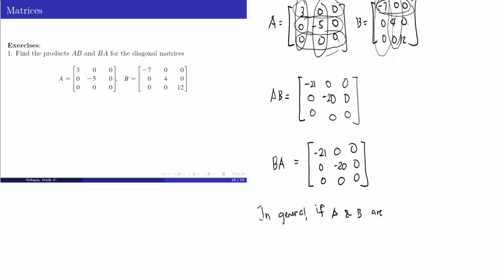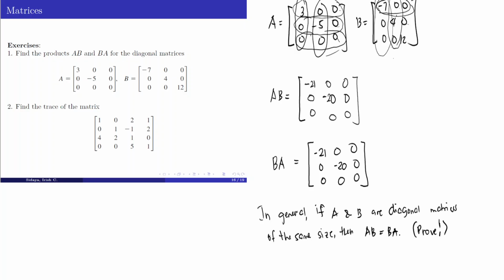If A and B are diagonal matrices of the same size, then AB is just equal to BA. Okay, try to prove it.